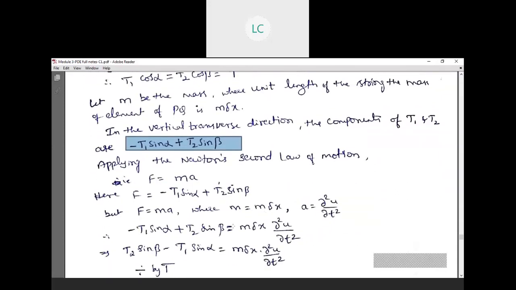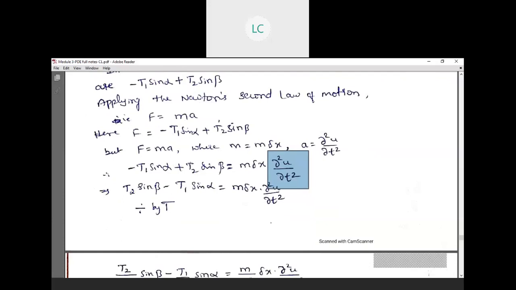Now I am going to apply this, this becomes force. So by applying Newton's second law of motion, F is equal to ma. According to our graph, F is equal to minus T1 sin alpha plus T2 sin beta. But we already know that m is m into delta x, and a is acceleration with respect to time, that's why we consider dou square u by dou t square. Just substitute all the values here: minus T1 sin alpha plus T2 sin beta is equal to m delta x into dou square u by dou t square. Now you just simplify.